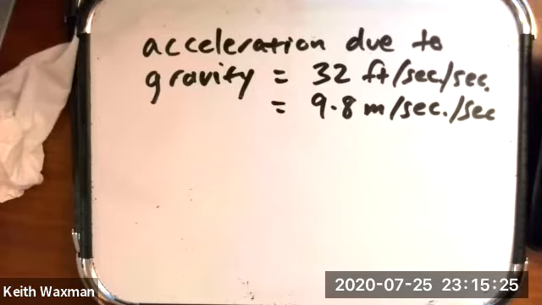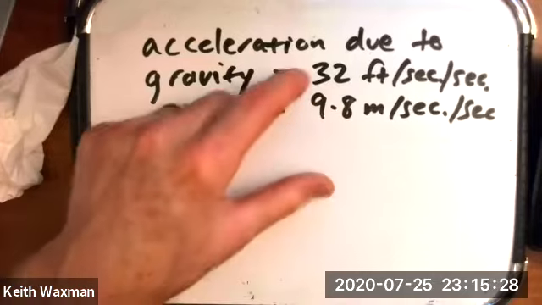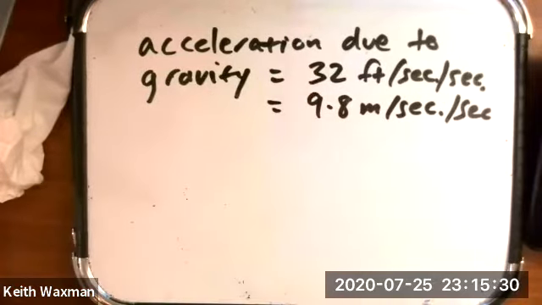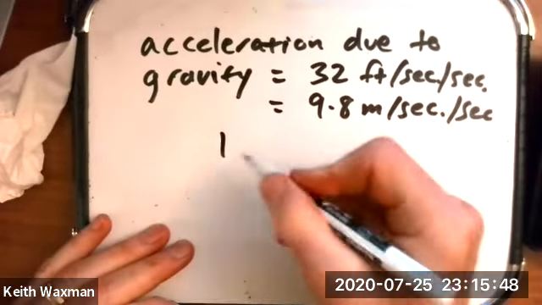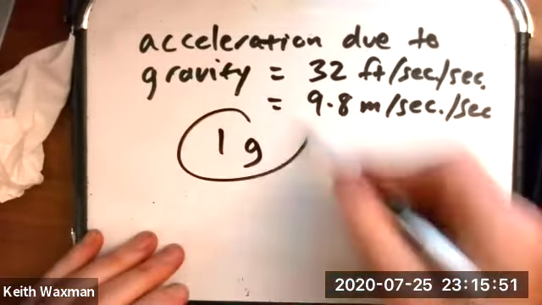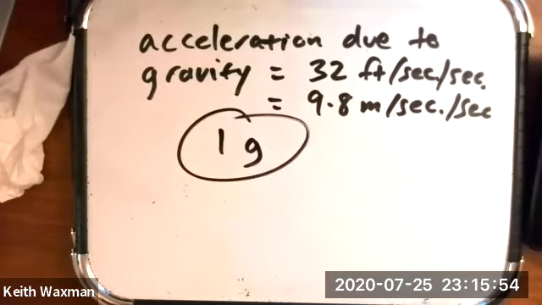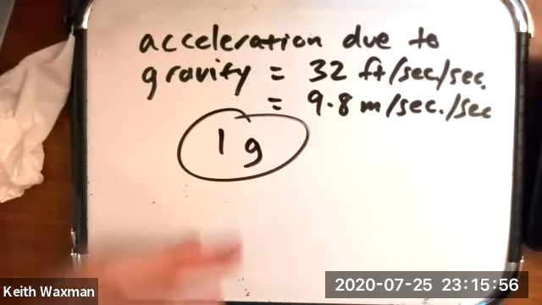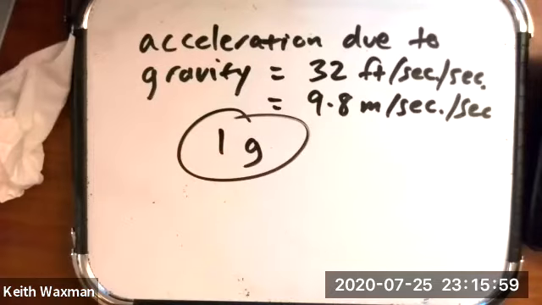After the second second of fall, it's going faster, either 64 feet per second or 19.6 meters per second. So it's accelerating until it hits the ground and then it stops. If it were not to hit the ground, it would just keep going faster and faster. That's called the acceleration due to gravity, and that is also called 1g. I'd like you to know that. If you experience 1g, you're experiencing the acceleration due to gravity at the Earth's surface. You're feeling the gravity at the Earth's surface.